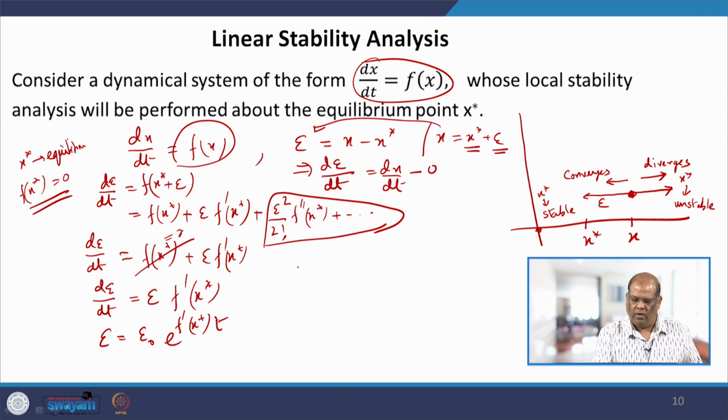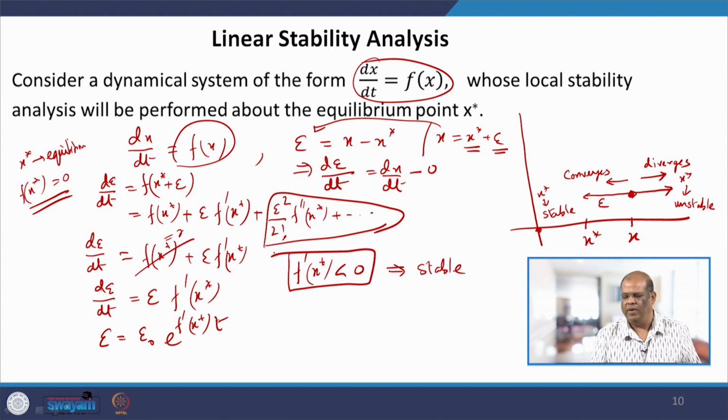Now, if your f dash x star is less than 0, then you can see that as t becomes large, your epsilon will move to 0, and if your epsilon moves to 0, your x will coincide with x star. So, in that case, your x star will converge and your system is stable. So, the condition that the system is stable is f dash x star must be less than 0.